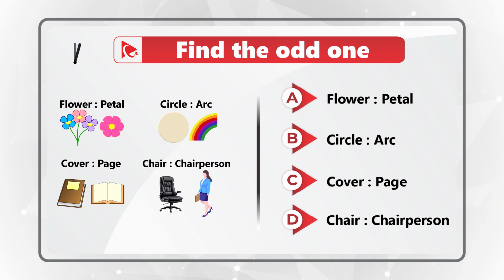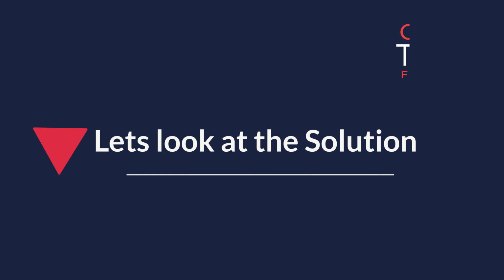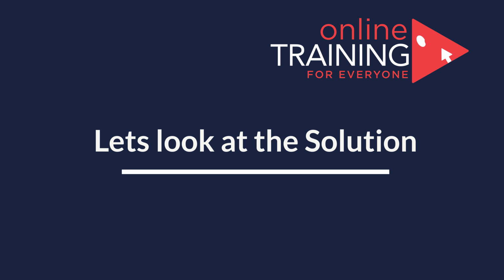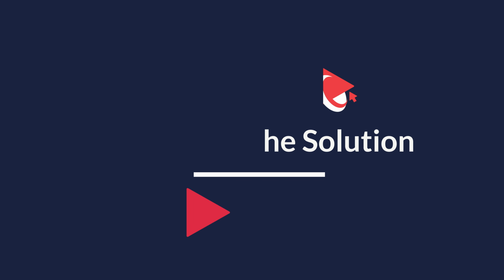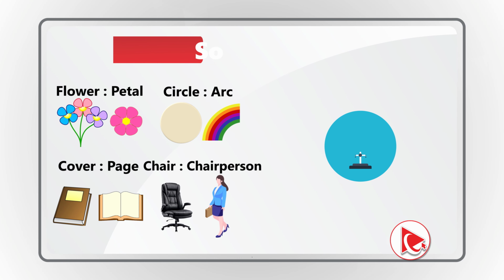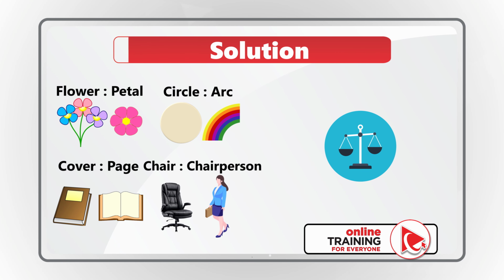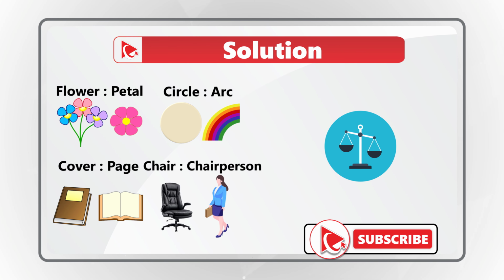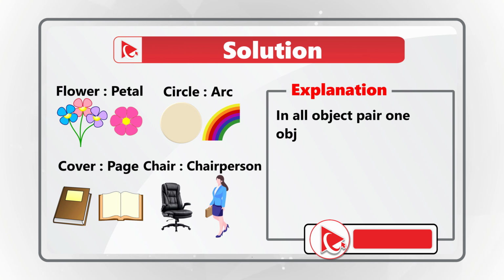Give yourself a little bit of time to see if you can come up with the solution. Ready or not, I am moving forward to share with you my version. And obviously, if you have a better way to solve it, please make sure to post in comments. The key here is to determine the relationship between the objects. And in all object pairs, one object is part of another.